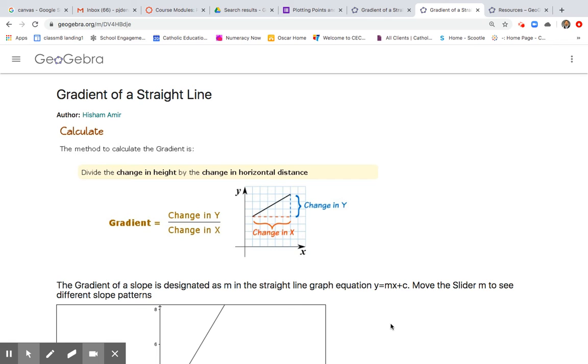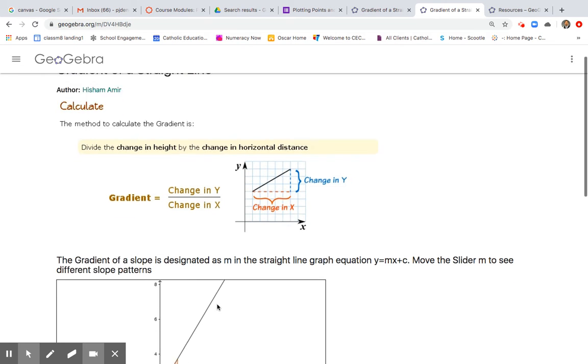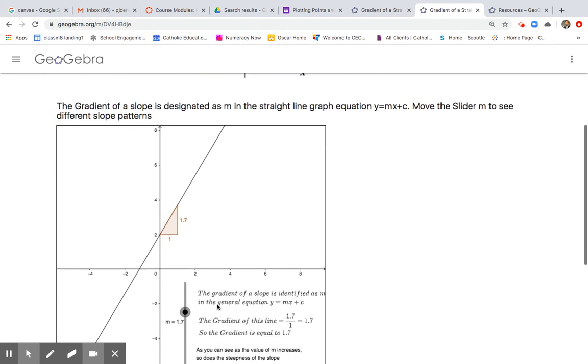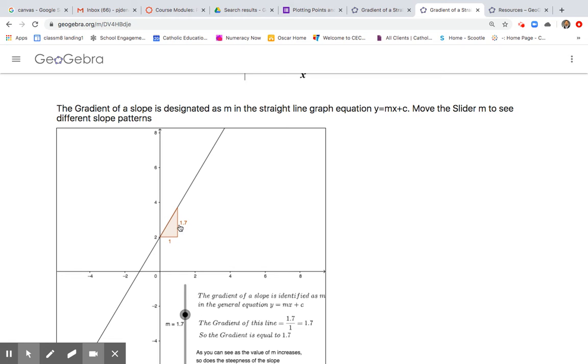Okay, so we're going to look at what the gradient of a straight line is. Now, if you look at this, the gradient of a straight line is just the rise over the run, or the change in the y's over the change in the x's. It's the slope of a line. So if we look at this little graph here, at the moment the rise is 1.7, the run is 1. So the rise over run is 1.7.